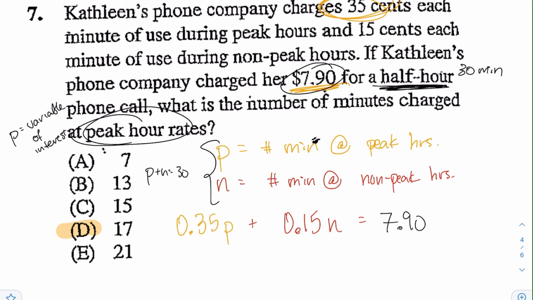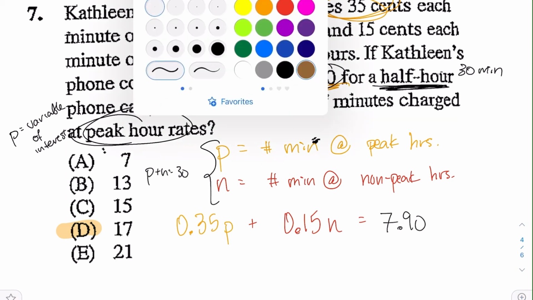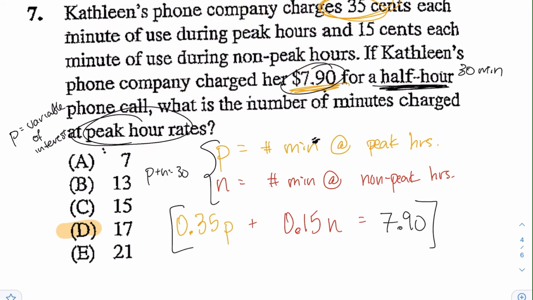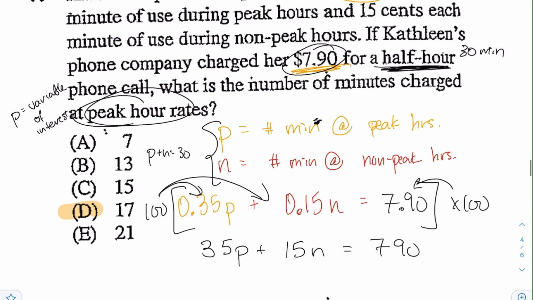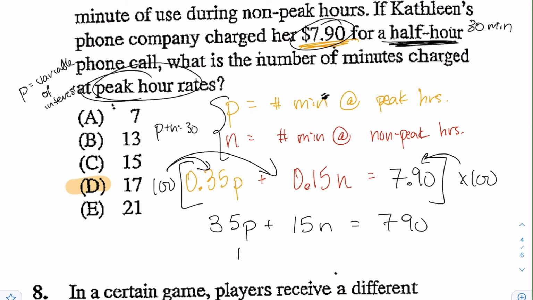Here we can actually use either substitution or elimination to get rid of one of these variables. Now, it might be easier to use the elimination method if you modify this. Take this equation, multiply by 100 on both sides. That way you just have whole numbers. So you have 35p plus 15n is equal to 790. And the second equation is p plus n is equal to 30.